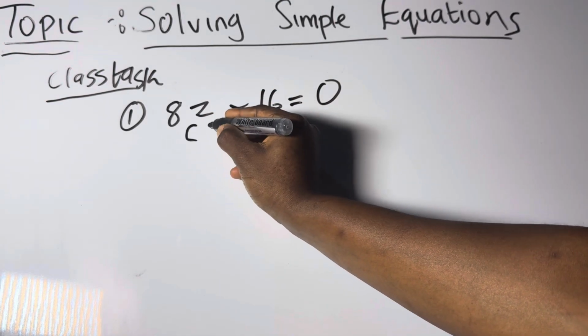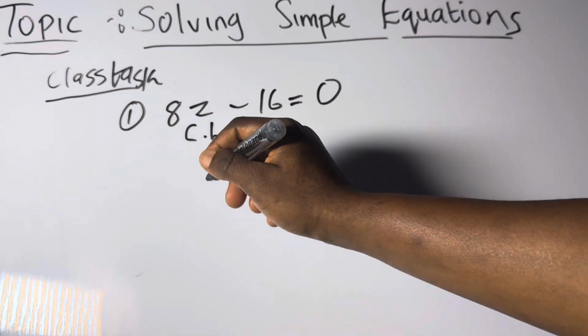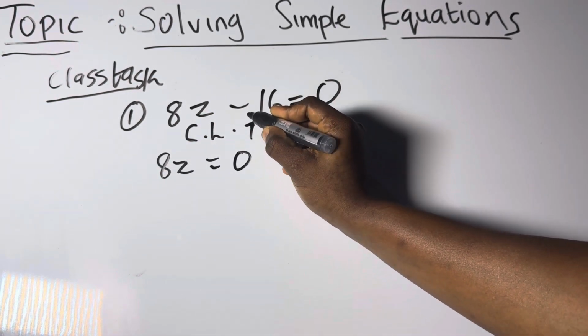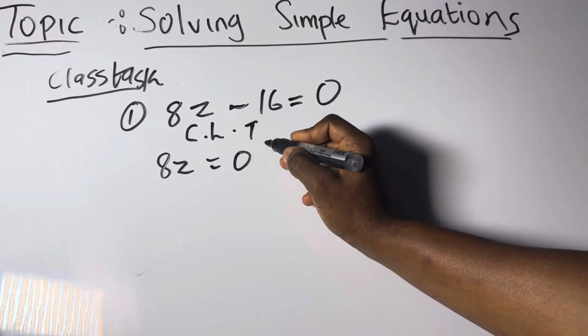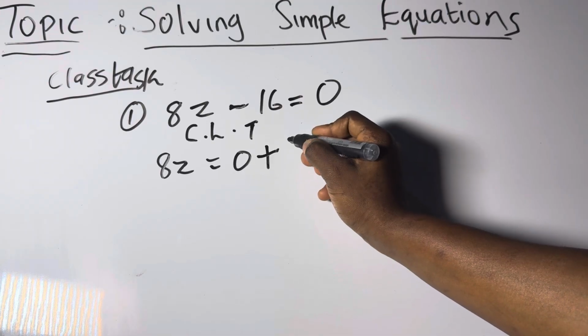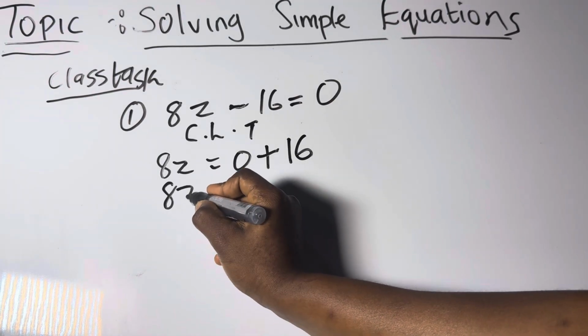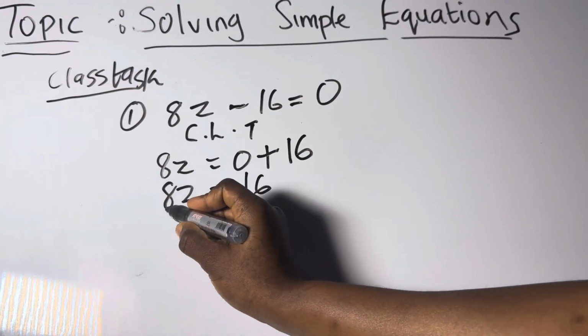I'm going to collect like terms. Now, we have 8z equals 0. This is a minus sign. If it crosses to the other side, it changes to a positive sign, which is plus 16. So we have 8z equals 0 plus 16, which gives 16.